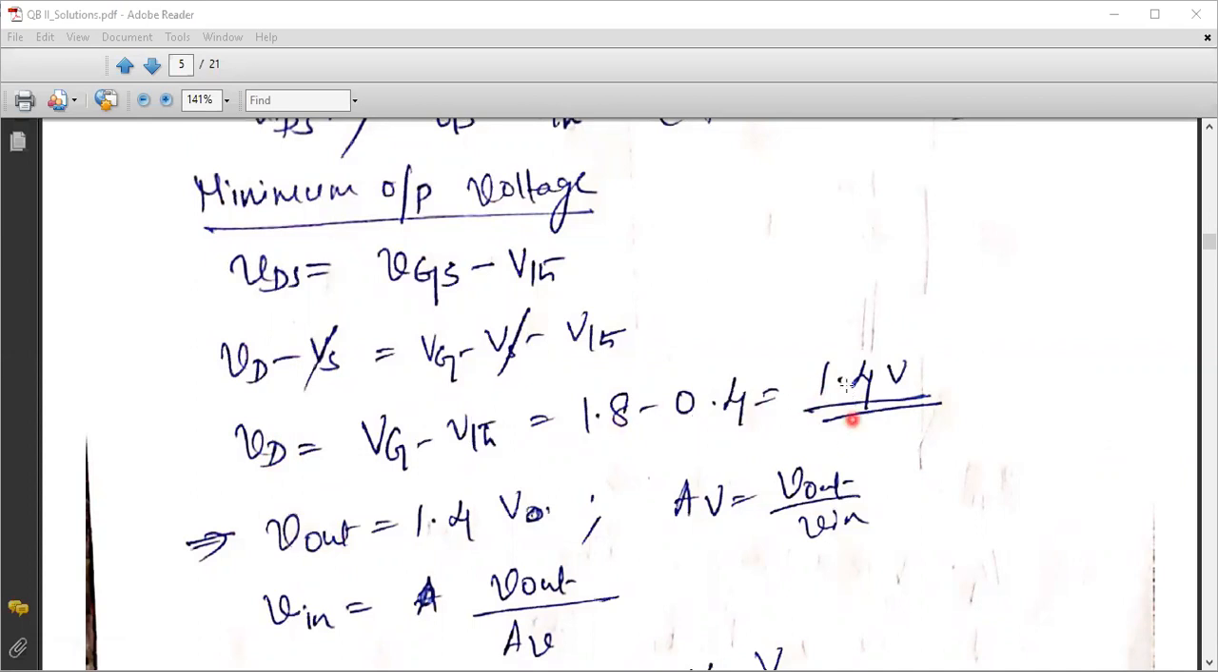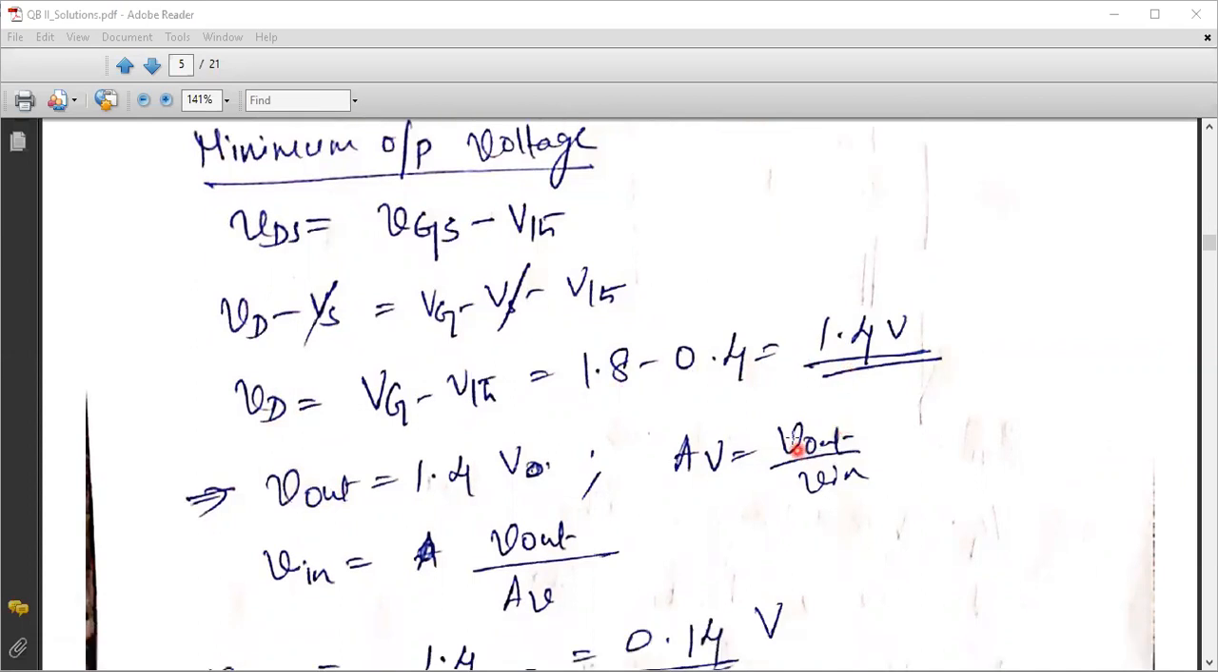So why am I finding the required output voltage? To find the maximum allowable input voltage. If you can find the maximum allowable input voltage, then we will be able to find the maximum allowable current that is passing through the transistor. So now I have found the minimum voltage which is to be maintained at the output of the transistor, that is at the drain terminal of the transistor, so that we can maintain the saturation condition.